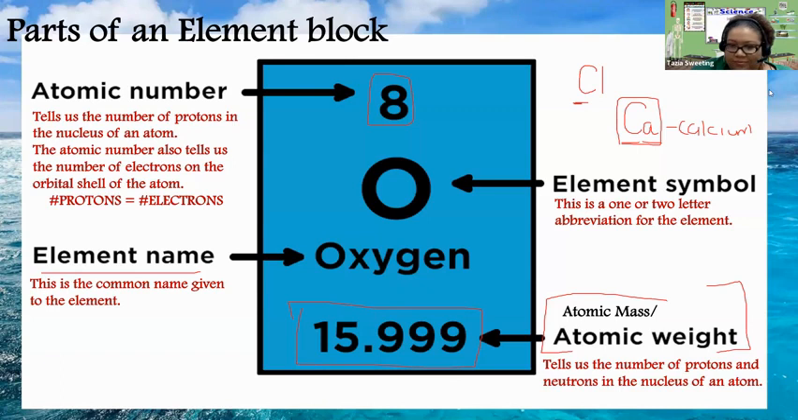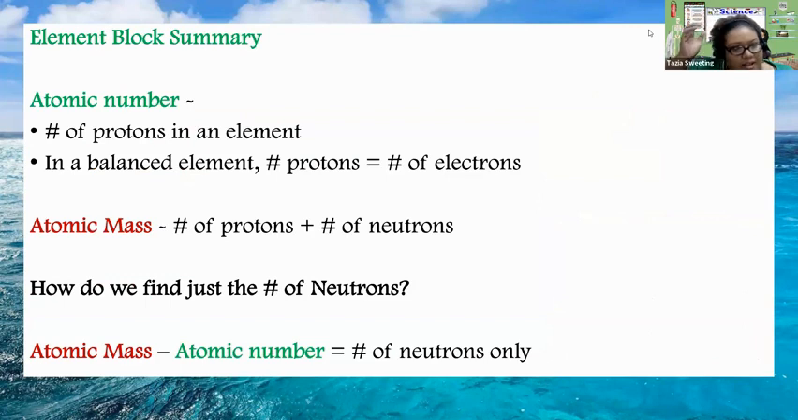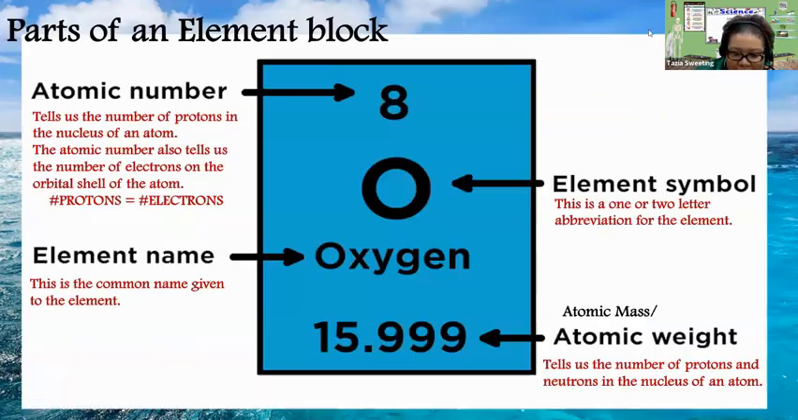So let's test this out. This is our summary of what we just discussed. The atomic number is the number of protons in an element, which is also equal to the number of electrons. The atomic mass is the number of protons plus the number of neutrons in an element.